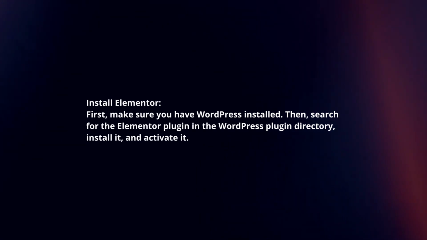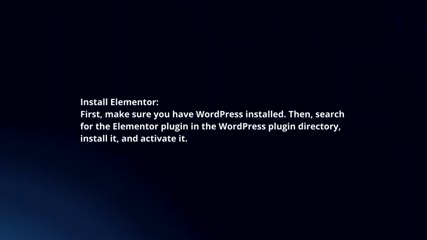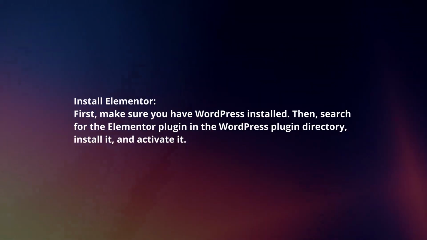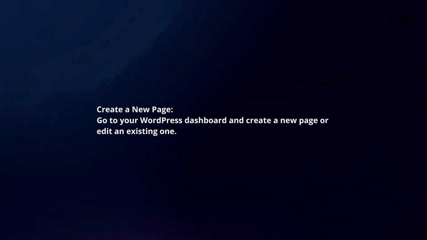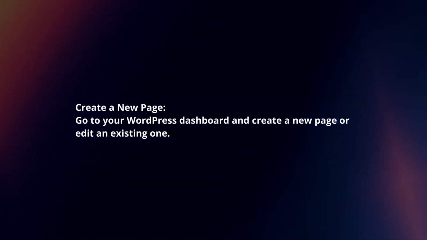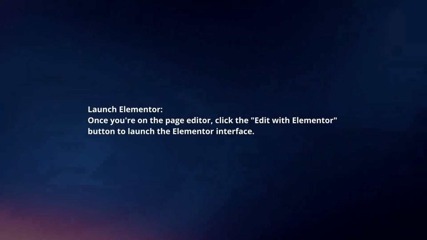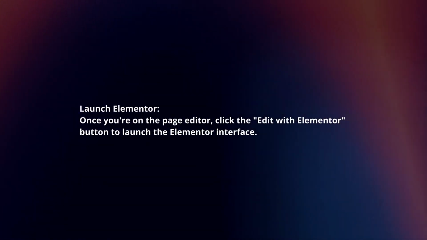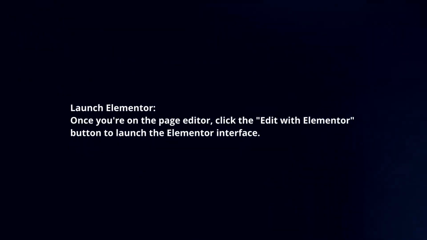Then, search for the Elementor plugin in the WordPress plugin directory, install it and activate it. Create a new page. Go to your WordPress dashboard and create a new page or edit an existing one. Launch Elementor. Once you're on the page editor, click the Edit with Elementor button to launch the Elementor interface.